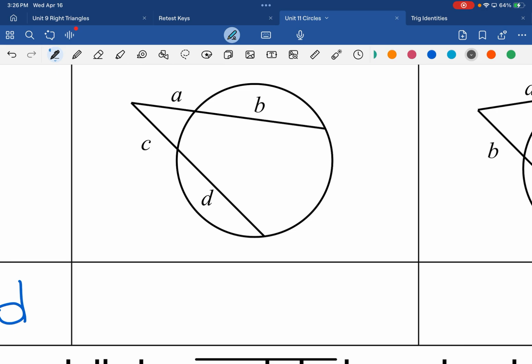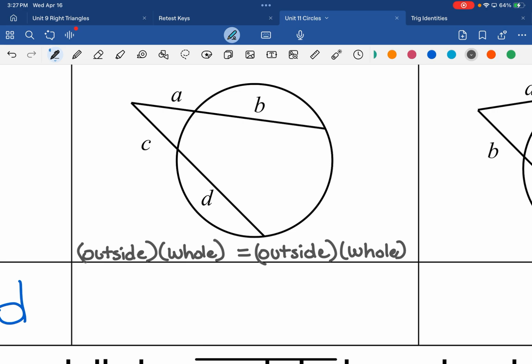So when you have two secants, you're going to do the outside piece times the whole secant. And that should be equal to your other secant, and you're going to do the outside piece times the whole secant. These are ratios and proportions. They're just like basically already cross multiplied out, but this is how we would set this up.